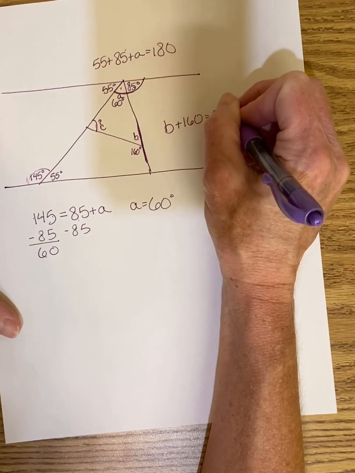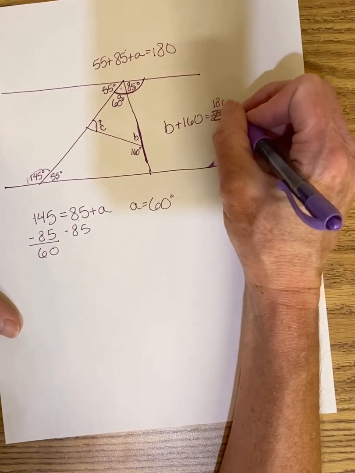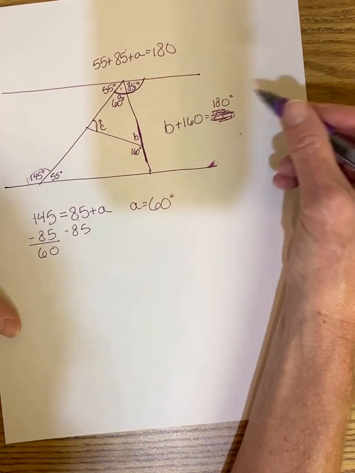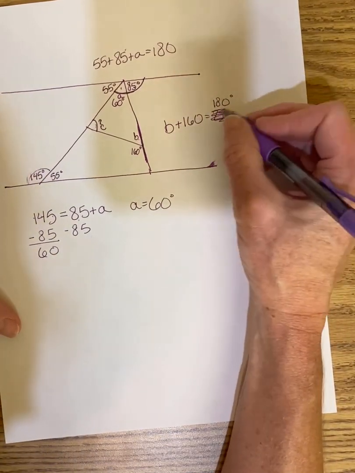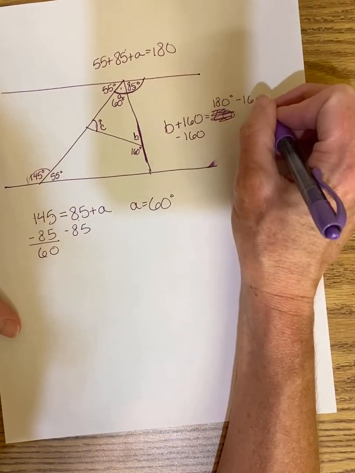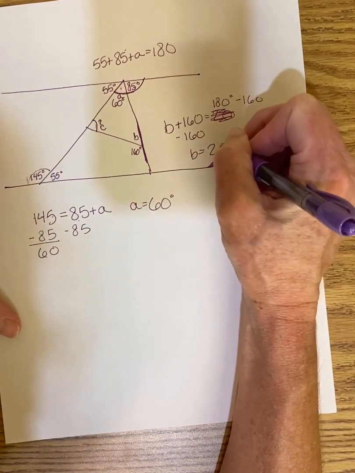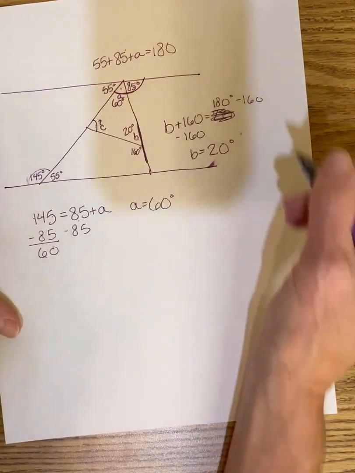Whoops. What in the world is Mrs. Barlow doing? B plus 160 is 180 degrees. Brain, whatever. Oh, I was solving it. That's what I was doing. Spoilers. So minus 160, minus 160, B equals 20 degrees. That's where that 20 came from. So B is 20 degrees.